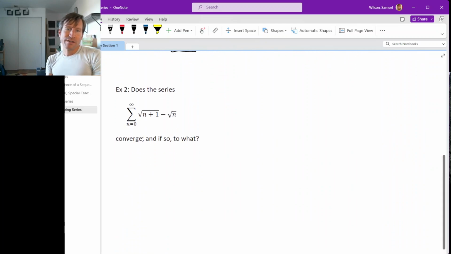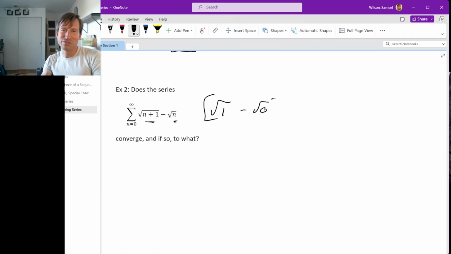So let's look at the series, the sum from n equals 0 to infinity of the square root of n plus 1 minus the square root of n. Does it converge, and if so, to what? Now, because of the n plus 1 here and the n there, the temptation is to say, well, look, the same thing is going to happen. Starting at 0 this time, we're going to get the square root of 1 minus the square root of 0. That's the n equals 0 term.